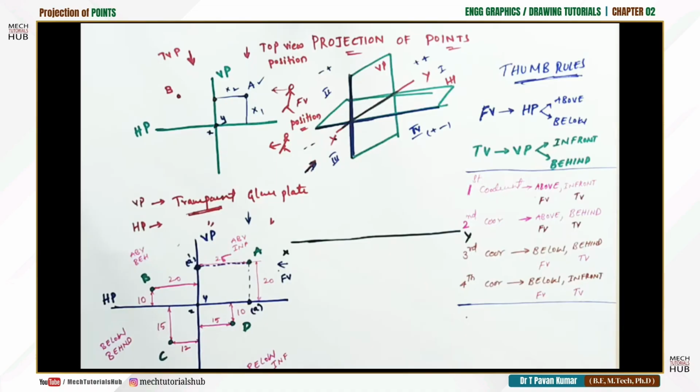This is A prime. What is the indication? How do you notate? The notation is prime. Front view is always notated with a prime, and the top view without any prime. That is also one of the conclusions. Front view is always denoted by a value or a number followed by prime. Top view is only a number or a symbol without any prime. Or you can call it a dash also.